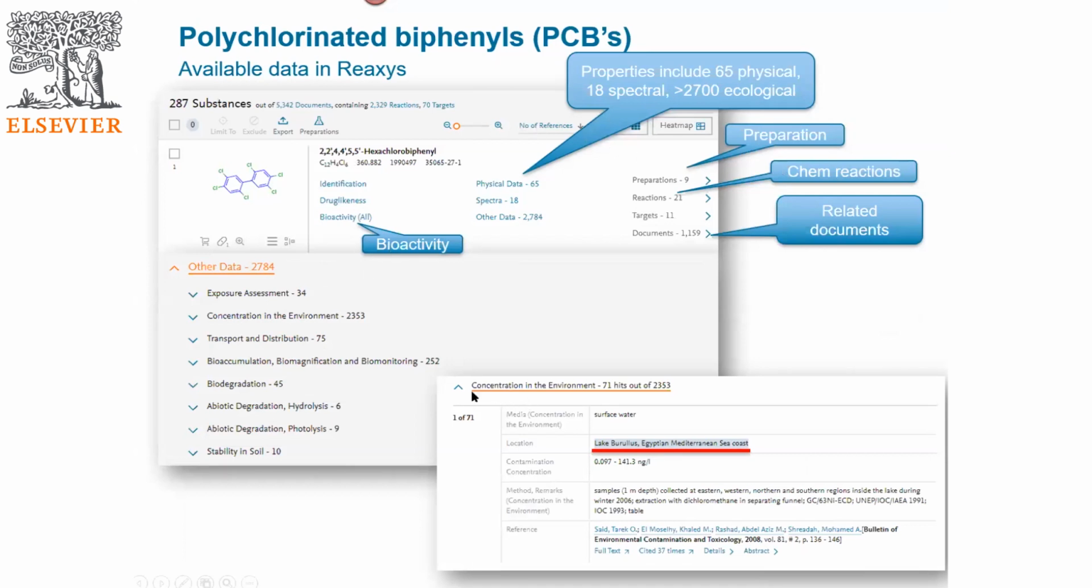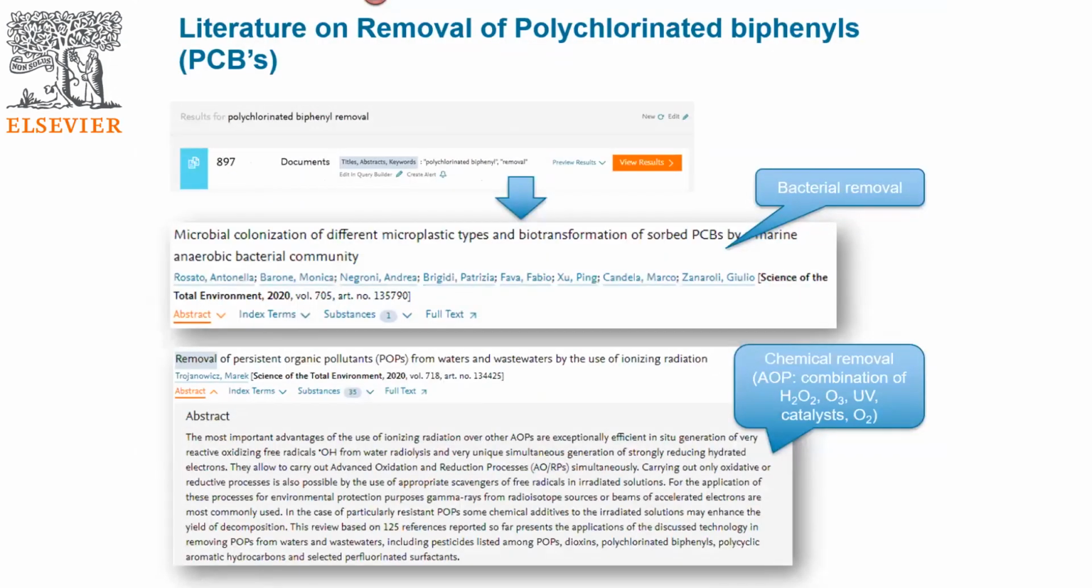And as discussed, there is a lot of available data covered by other, like exposure assessment, concentration in the environment. For example, these polychlorinated biphenyls were found in the lake Baralas, Egyptian Mediterranean Sea coast. And also the link is available.